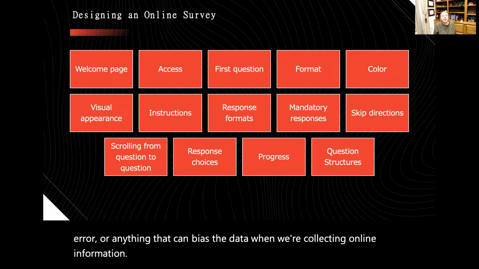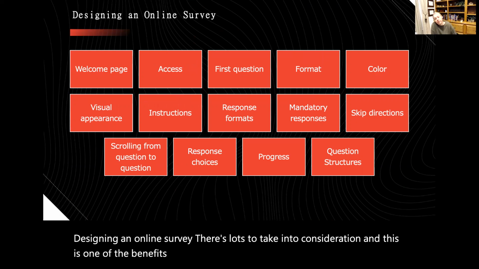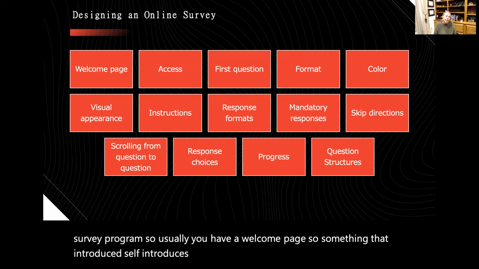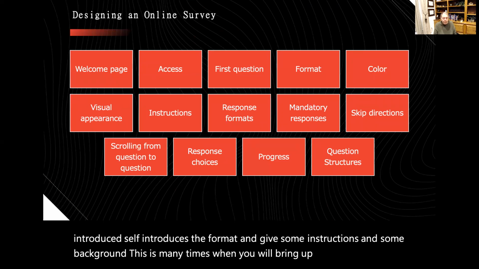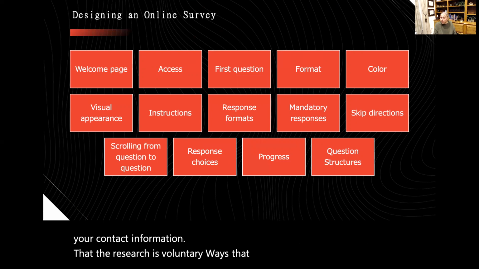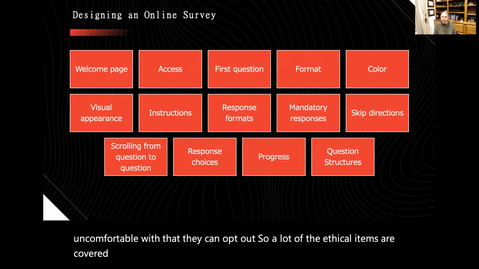So when designing an online survey, there's lots to take into consideration, and this is one of the benefits of using the software programs. If you've used an online survey program, usually you can have a welcome page, something that introduces yourself, introduces the format, and gives some instructions and some background. This is many times when you will convey your contact information, the fact that the research is voluntary, and ways that they can opt out if there's something they feel uncomfortable with. So a lot of the ethical items are covered within the welcome page.